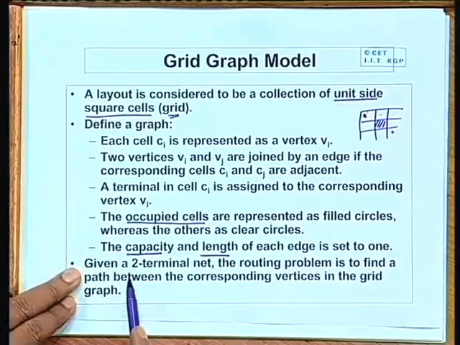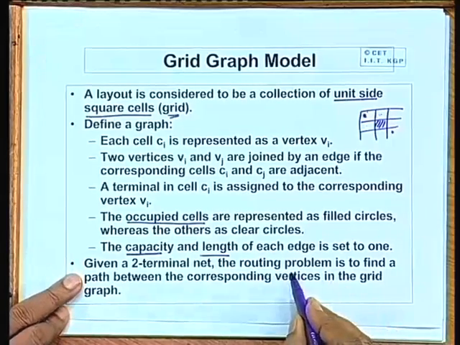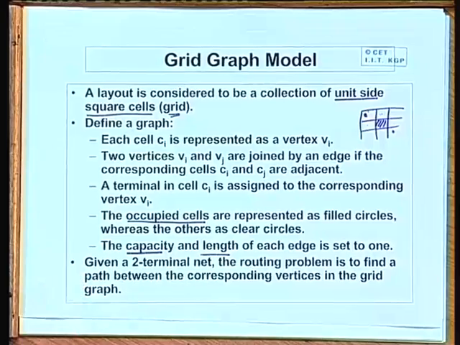Now, with respect to the graph, if we have a two terminal net given to you, then the global routing problem will be to find a path between the two corresponding vertices in the graph, overcoming the obstacles. Well, the obstacles you can define by having an infinite weight associated with the edges which are coming out of that. So, if you use any kind of shortest path algorithm like Dijkstra's algorithm, you will be able to find a path which will be overcoming the obstacles.